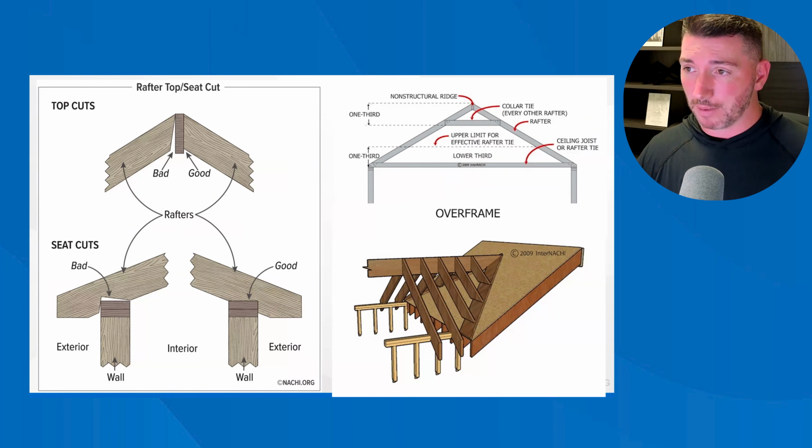Those rafter top cuts and then seat cuts. The seat cut is a lot of times called a bird's mouth cut, but the proper name is a seat cut. And you can see there, good versus bad. Hopefully your eye can catch if something's not flush, it's not good.